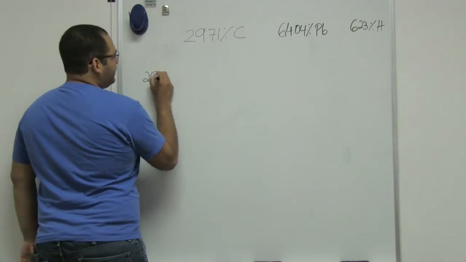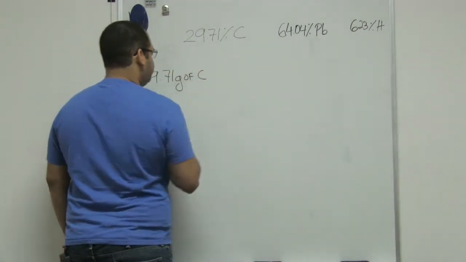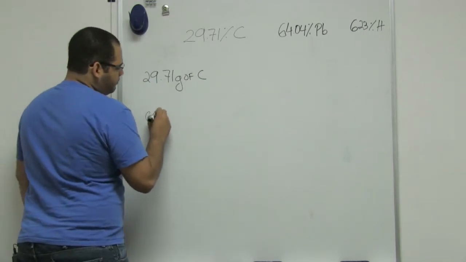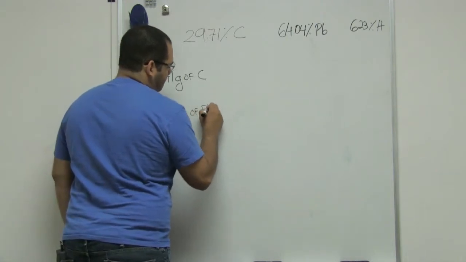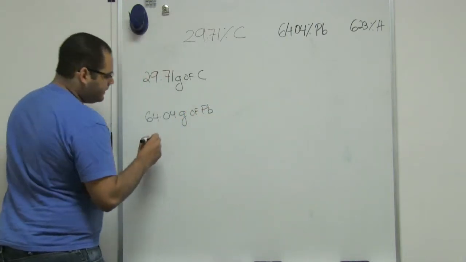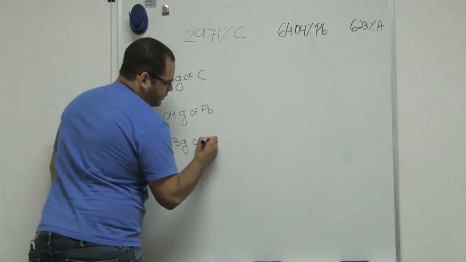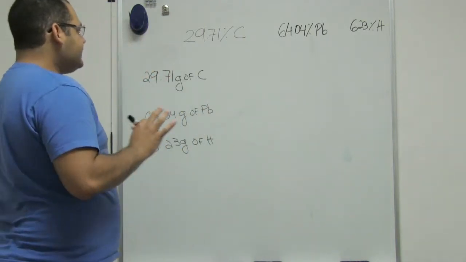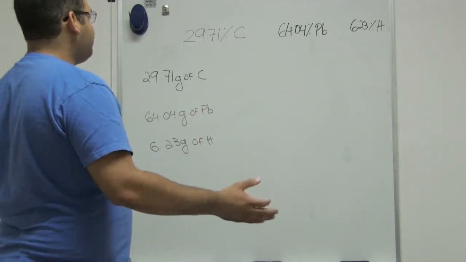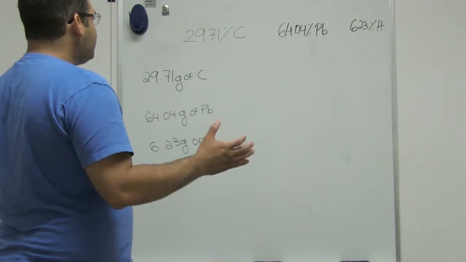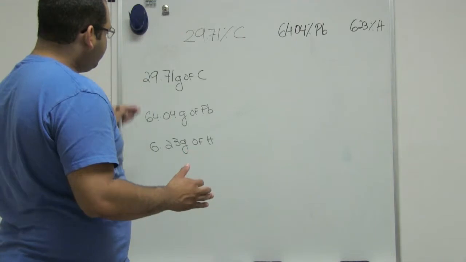So 29.71 grams of carbon, 64.04 grams lead, and 6.23 grams hydrogen. At this point, we are already familiar with our molar map. So the first thing we need to do is find the moles of each one of them.